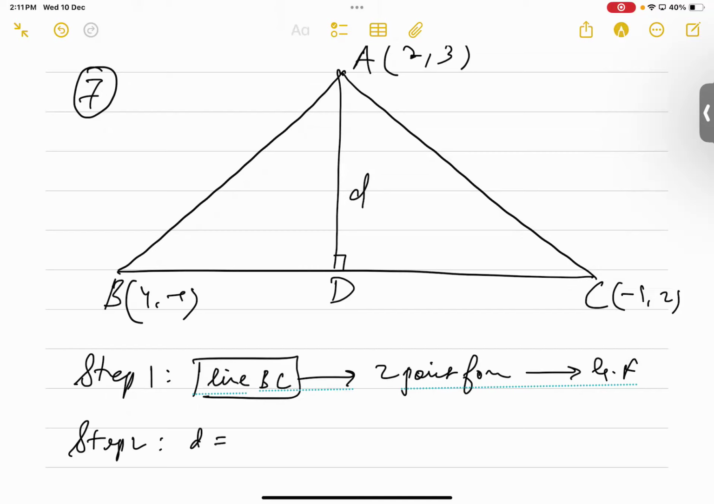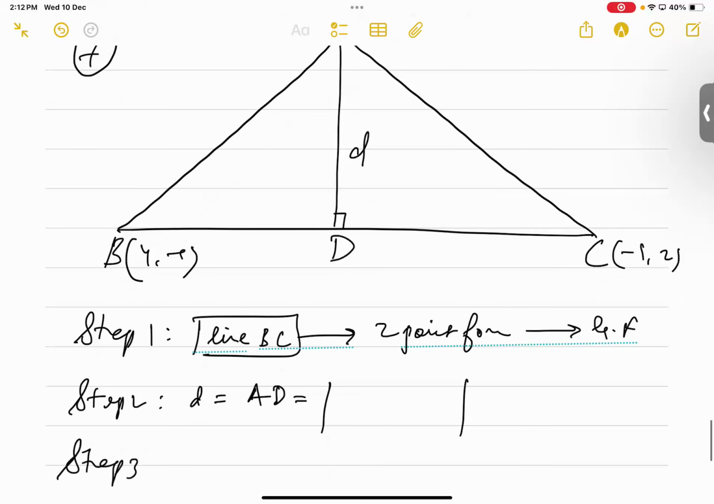D is nothing but AD. Use this distance formula which I have given you: ax1 plus by1 plus c, the distance between A and BC. Because we have calculated the line BC. Did you understand? The perpendicular distance between the point A and line BC, because line BC we have calculated.